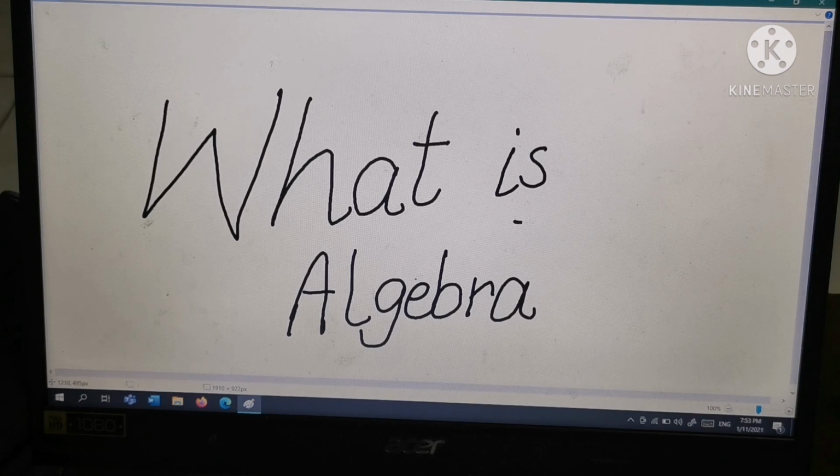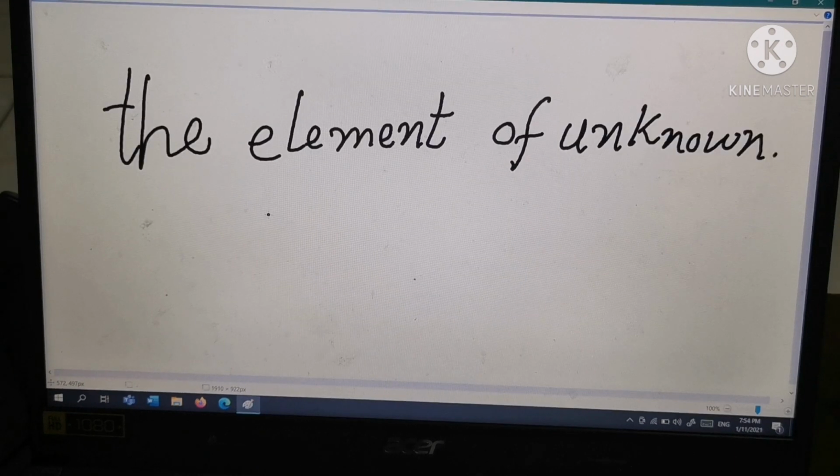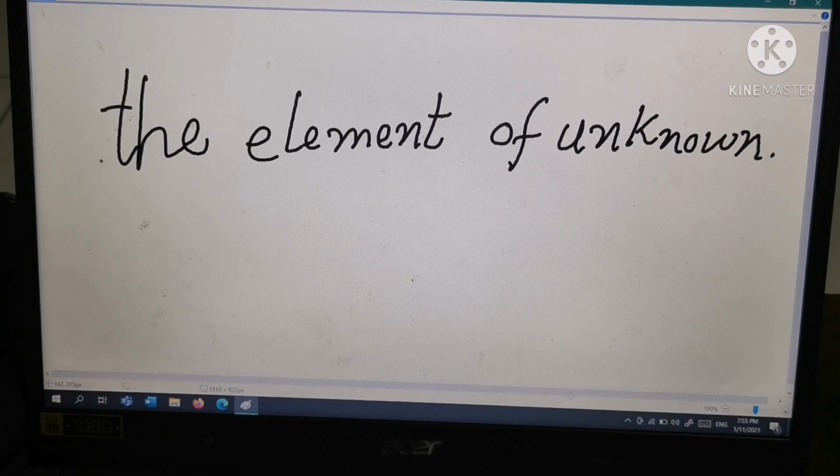addition, subtraction, multiplication, and division. Algebra introduces a new element, the element of the unknown, while in arithmetic, the only thing that was ever unknown was the answer to the problem.